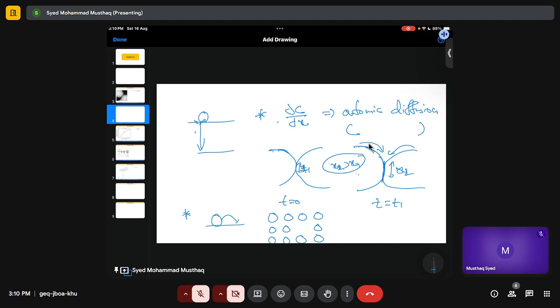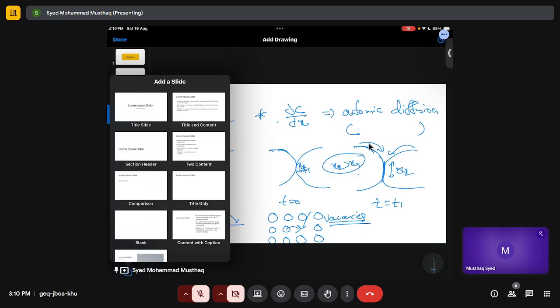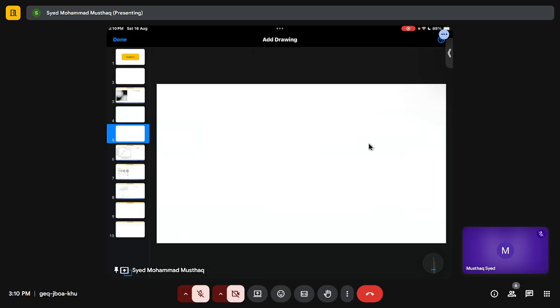So for this atom to move, it needs a gap, right? It needs some space, and that space we call vacancies. So for atoms to move, there needs to be a vacancy gradient. For atoms to move, you need vacancies.